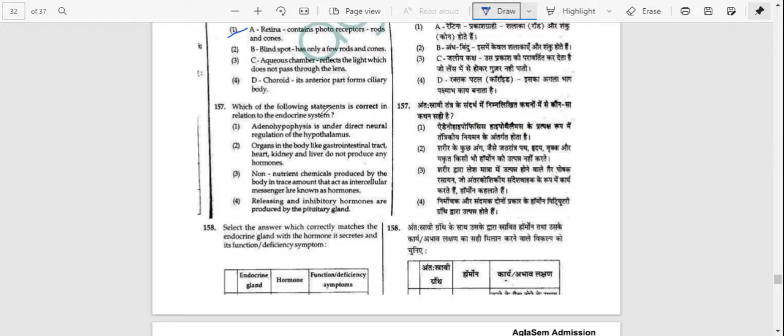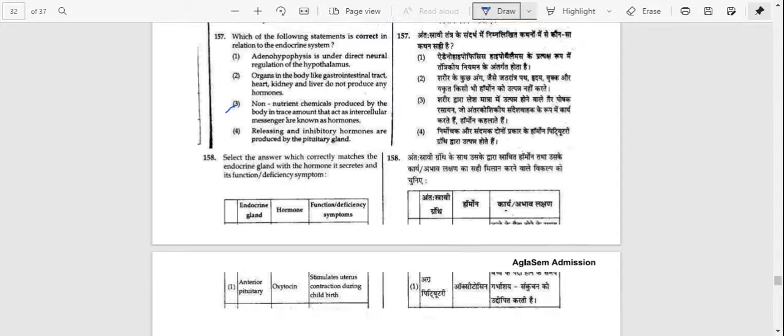157 question. Which of the following statements is correct in relation to the endocrine gland? Adenohypophysis is under the direct neural regulation of the hypothalamus. Organs in the body: gastrointestinal tract, kidney, liver do not produce any hormones. Non-nutrient chemicals produced by the body in trace amounts that act as intercellular messengers are known as hormones. Releasing and inhibitory hormones are produced by the pituitary gland. Answer will be option C, that is non-nutrient chemicals produced by the body in trace amounts that act as intercellular messengers are known as hormones. This is given on the first page of the hormone chapter.